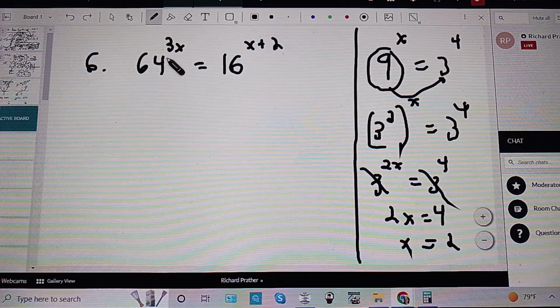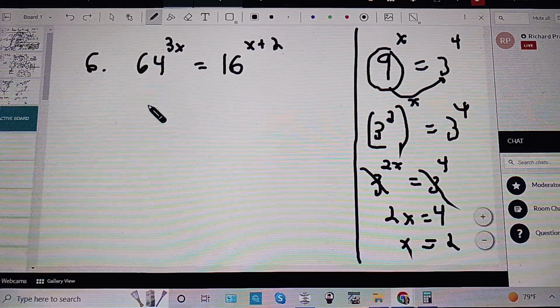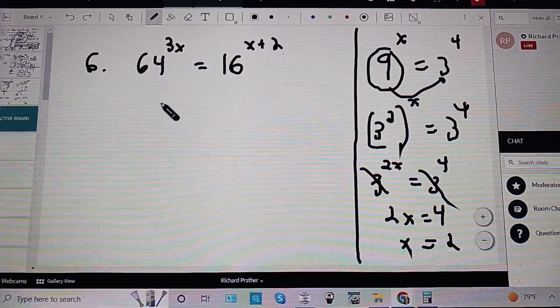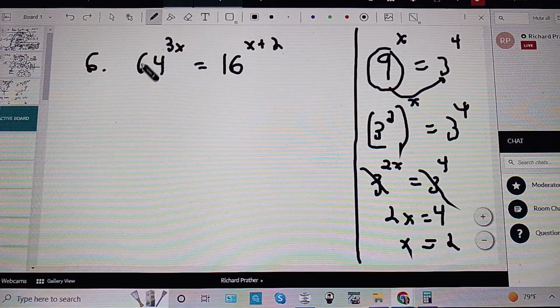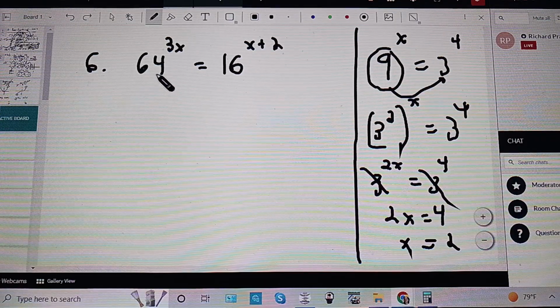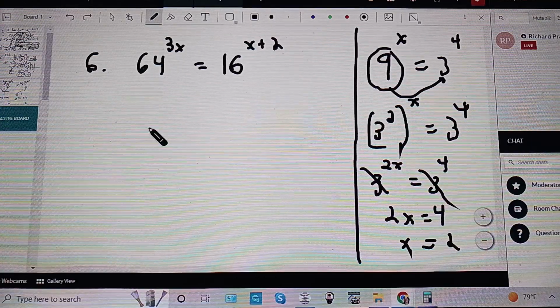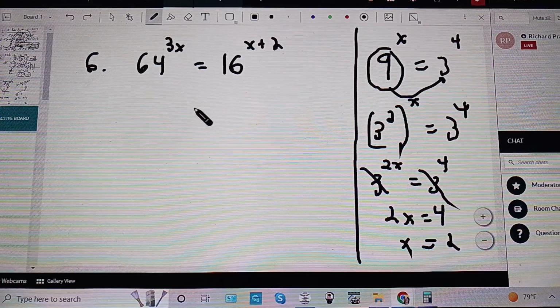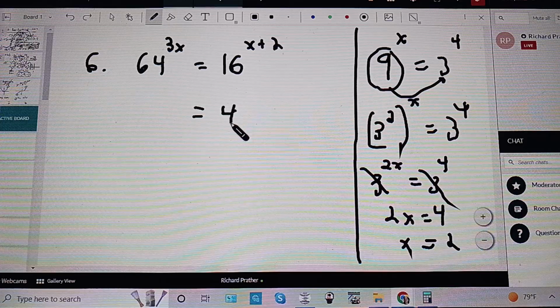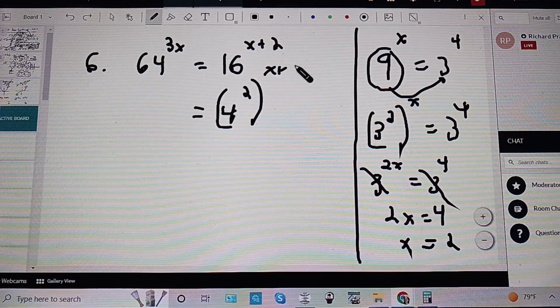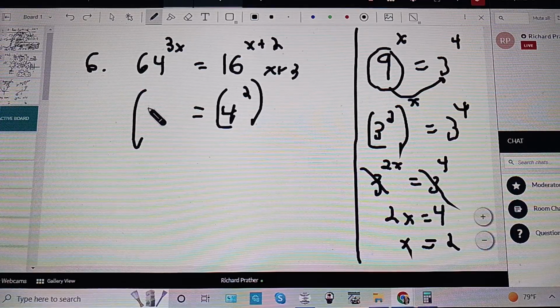But there's no power of 16 that 64 is equal to. 16 to the first is 16, and 16 squared is 256. So there's no way I can make 64 look like a 16 the way I made 9 look like a 3. But 64 and 16, they can both go down to a smaller base. They're both powers of 4. 16 is 4 squared. And 64 turns out to be 4 cubed.